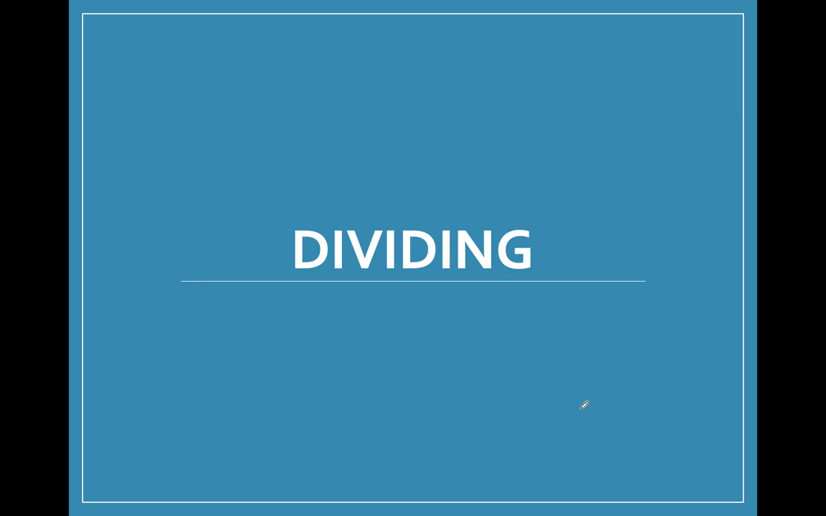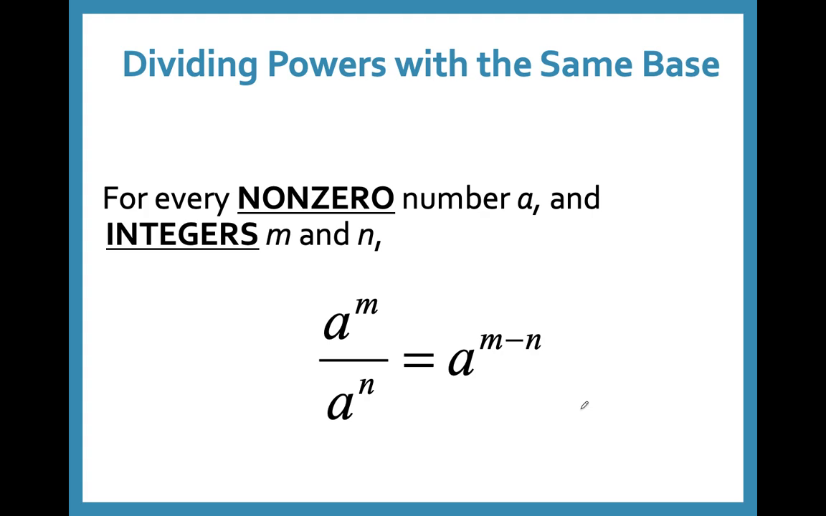All right, let me show you some division examples. Here's the rule that we talked about for division. For every non-zero number a and integers m and n, a to the m divided by a to the n is the same thing as a to the m minus n. So same thing I showed you in the first few table examples that we did. Again, this just means that the a is showing that the two bases are the same, and that you're going to take the top exponent minus the bottom exponent to simplify.